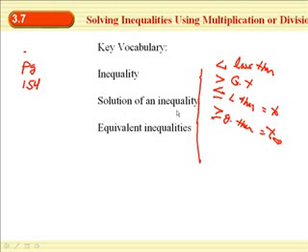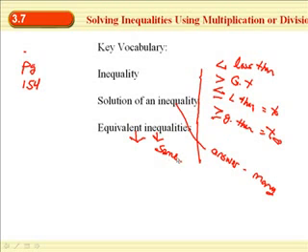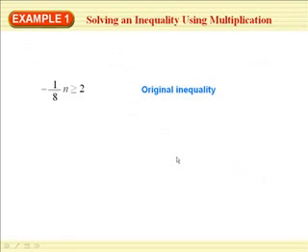A solution to the inequality basically is the answer again. And remember, there are many answers. Equivalent inequalities are inequalities that have the same answers. All right? So I know that's fast, but we already had it in the last one. It's going to be a little different right here.